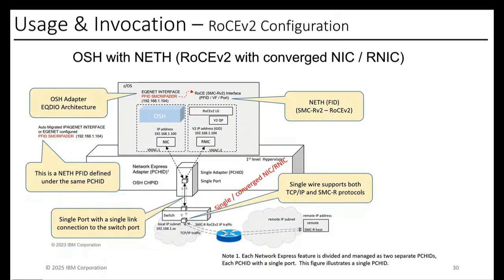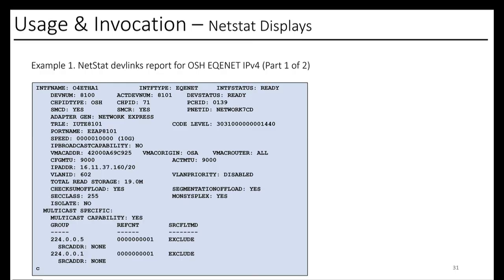Okay, so now we're going to move forward a little bit into some of the Netstat displays, like what you will be seeing differently. So here's a Netstat DEVLINKS showing the EQENet interface for an IPv4 interface. Of course, the new type is going to be EQENet.